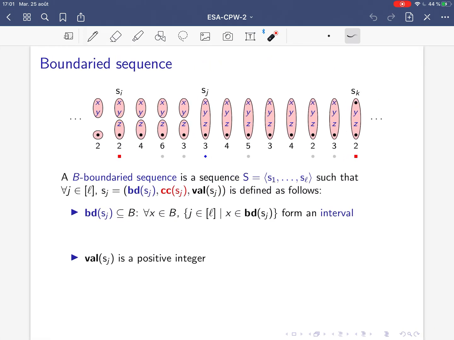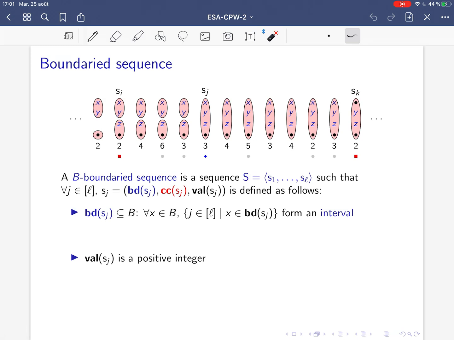Okay, so now we need a tool to represent the connected path decomposition of a rooted graph. To that aim, we introduce the notion of boundary sequence. A boundary sequence is an object that does not correspond to a graph anymore. This is just about a set B that we'll call the boundary set.